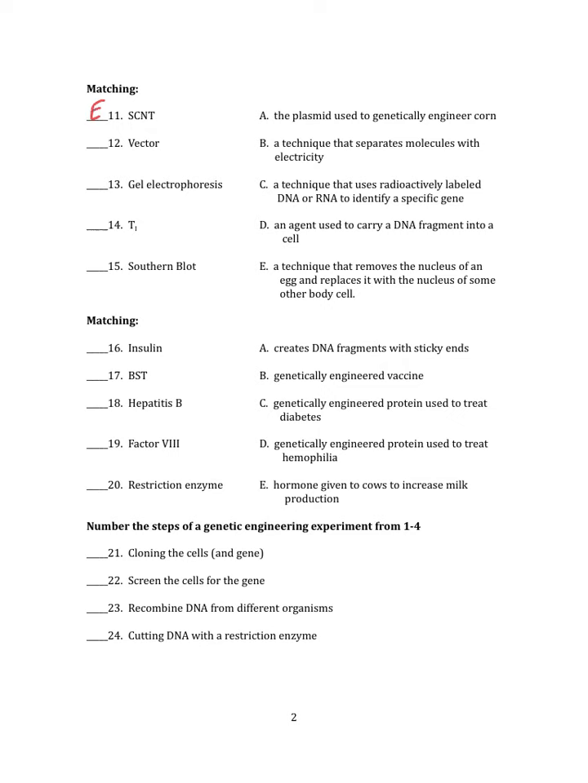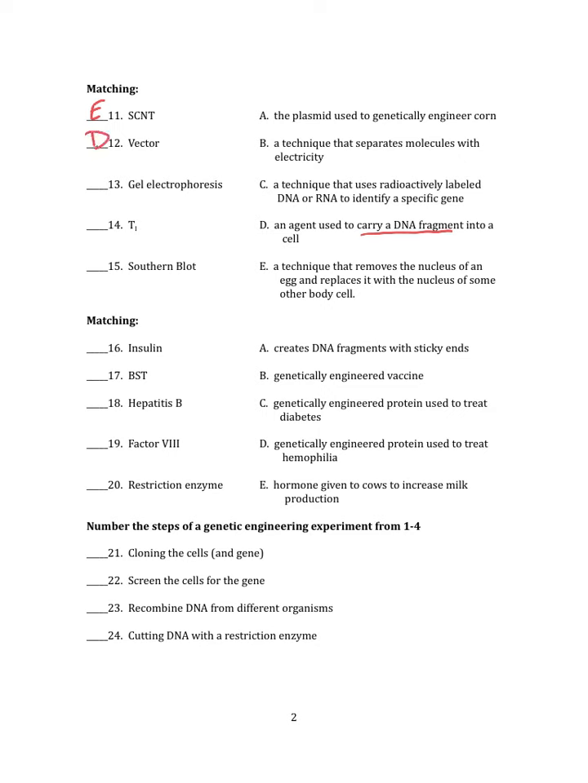Number 12 is a vector. And vectors are things that are used to carry DNA fragments into a cell. And so if you have a gene you would like to insert into a plant cell, for example, you could use a virus as a vector to deliver DNA to that cell. So number 12 is D.